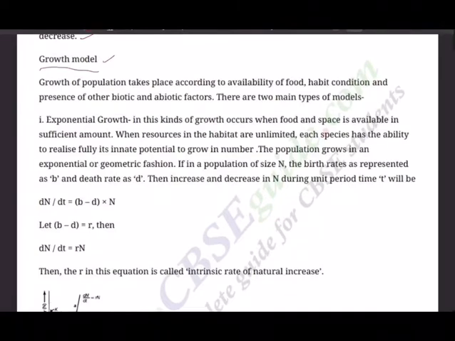Growth of a population takes place according to the availability of food. The first condition is food, whether food is available to the populations or not. Second, the condition of the habitat, the ecosystem in which they are existing: whether the ecosystem is conducive, and whether all the things existing in the ecosystem are favorable for population increase. All these factors will decide the growth of the population. And most important, the presence of other biotic factors.